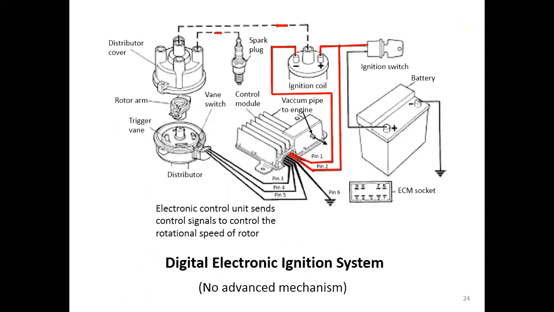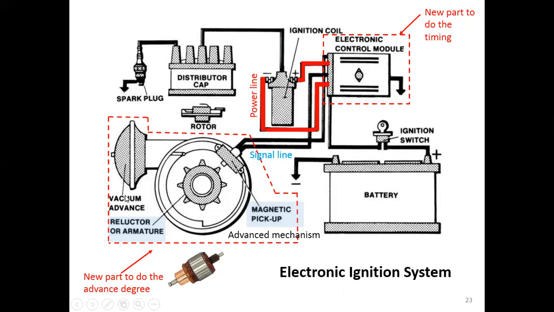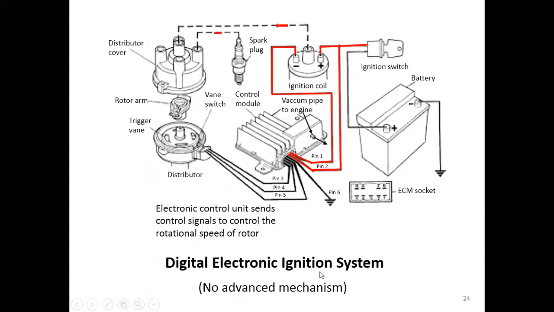Another system is also an electronic ignition system, but we call it the digital system, because in this system we have no advance mechanism. The advance mechanism is right here, and we will talk about this mechanism later on in this lecture. But for the digital electronic ignition system, we have no advance mechanism. So we have only the control module here.